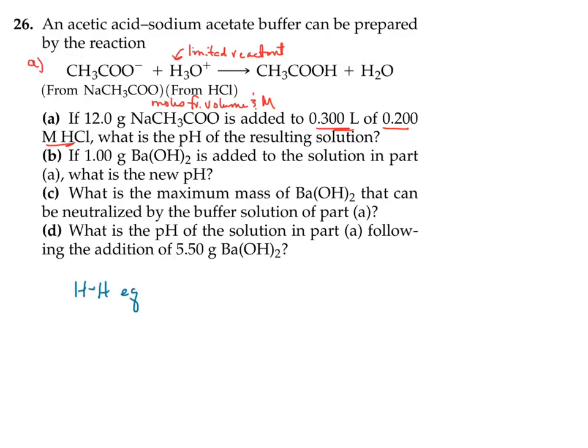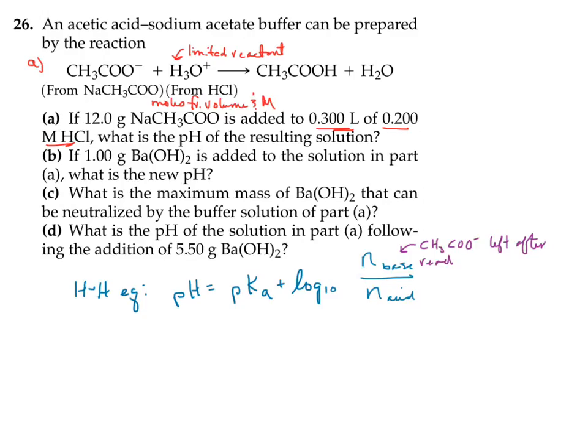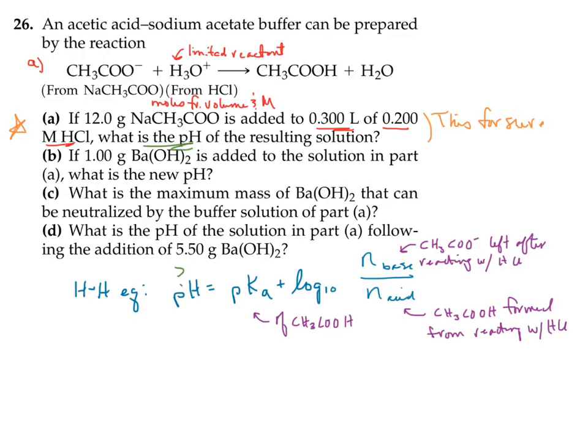So kind of like we talked about with this problem this afternoon, you are going to get the moles of acid formed from basically your limited reactant, which is your HCl. You're going to have some of your base left, and you'll get that by difference: what you started with minus what reacted from your HCl. So those will plug in there. Of course, the Ka for your acetic acid is on a table, so you can knock out the pKa and come up with the pH. So A is pretty straightforward.